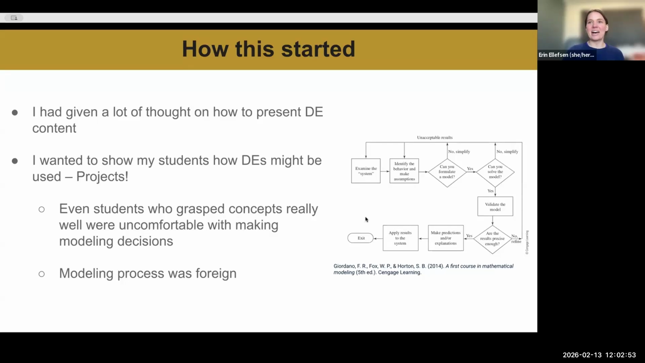And so I realized I would have to take a different approach and slowly introduce them to the modeling process. This figure on the right comes from a textbook that I used for a different course a long time ago, but I've pulled out this graphic to show them many, many times to show them the process and how we iterate through models and try and refine them and try and make them better.